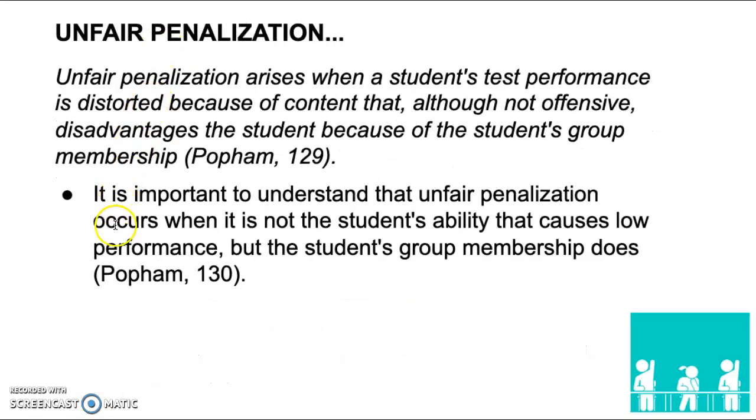Another type of assessment bias is what we call unfair penalization, and that arises when a student's test performance is distorted because even though the content isn't offensive, it does disadvantage a student because of that student's group membership. So it's really important to understand that unfair penalization occurs when it's not the student's ability that causes a low performance, but rather the student's group membership.